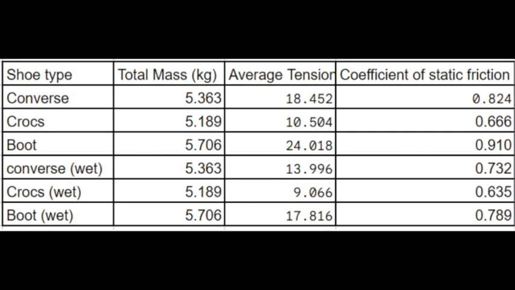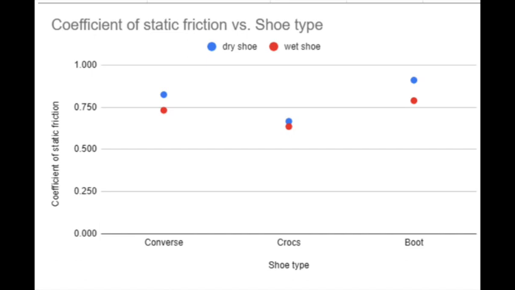Our experiment yielded results that had the boot with the largest coefficient of static friction, followed by the Converse shoe, and then the Croc. The order of this stayed the same for the wet and dry ramp, but the wet ramp made all three shoes have a lower overall coefficient of static friction. This means that all three of the shoes were easier to slip when the ramp surface was wet.